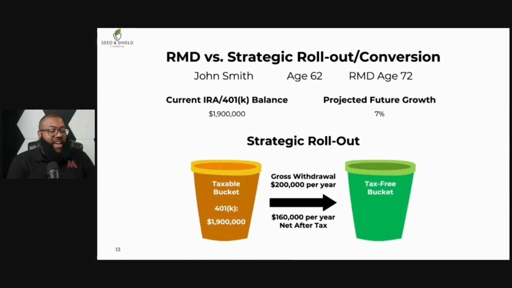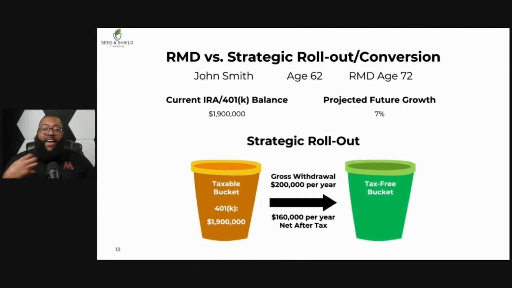Okay. He's age 62, and he would have to do required minimum distributions at age 72. Okay. His current IRA 401k balance is $1.9 million. Again, sounds great, right? His projected future growth is 7%. The problem is that $1.9 million is not his. A good portion of that, an undetermined portion of that, belongs to the government, right?